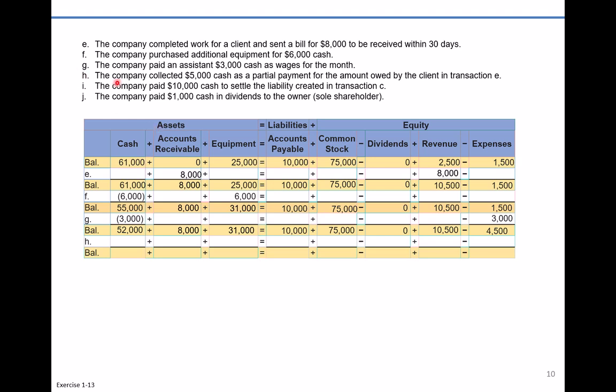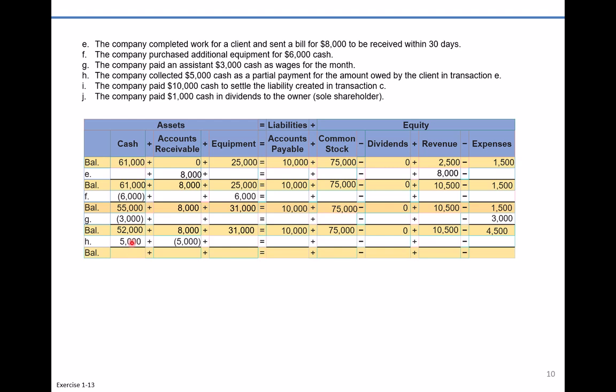For item H, the company collected $5,000 cash as a partial payment for the amount owed by a client in transaction E. So recall in transaction E, we sold some stuff, but we sold it on credit. We're going to collect that credit, collect that IOU, collect that account receivable later on. Remember we set up an $8,000 IOU? Well, the customer's paying off some of that IOU. They're paying off $5,000, so that IOU balance has to do what? It has to go down. So we're going to reduce that IOU balance called the account receivable by $5,000.